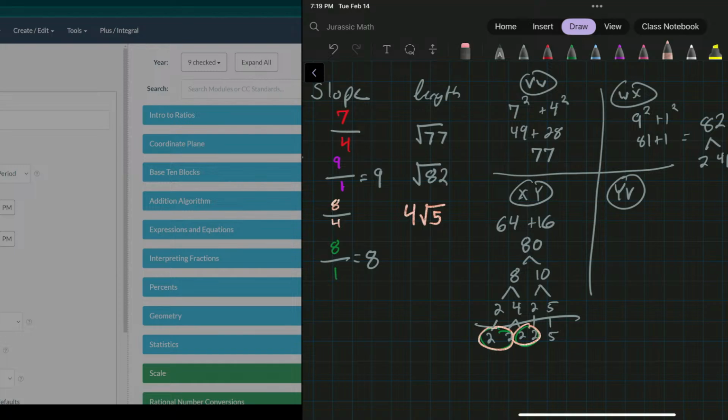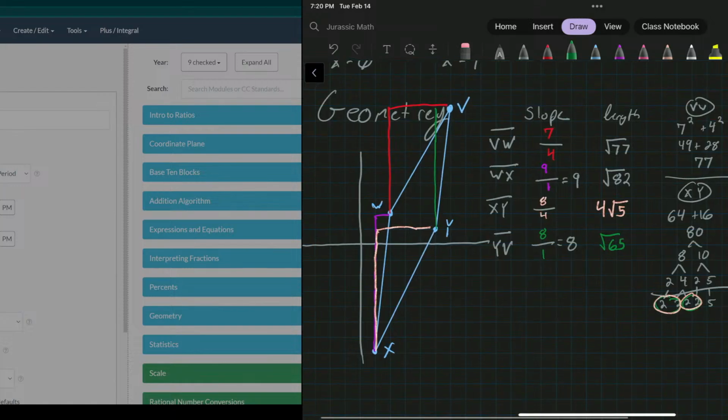And lastly, the green one. 8 squared is 64 plus 1 is 65. 65 is just 5 and 13, which you can't do anything. So that's just going to stay square root of 65. And there we go. That would be all of them.